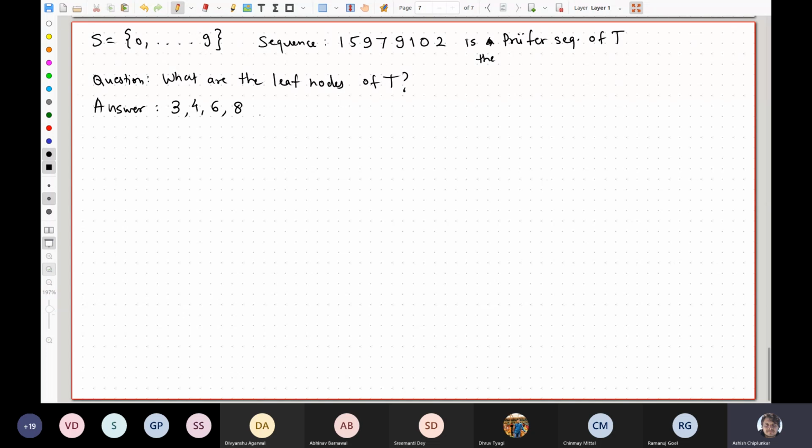Okay, so next time we'll continue this further and we'll try to construct the tree from this Prüfer sequence, and then we'll prove the bijection property.